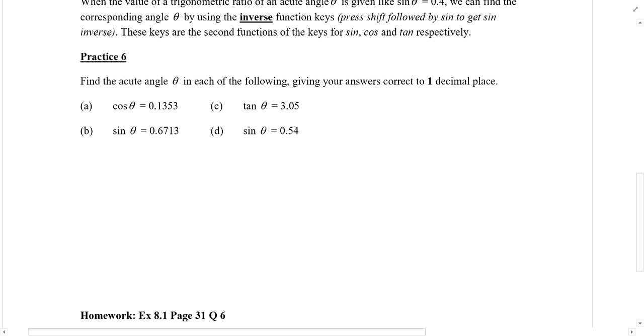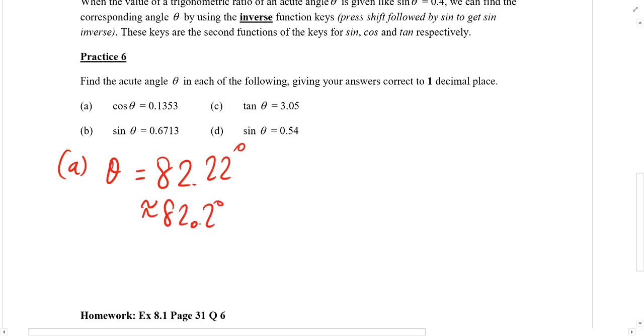Practice 6. I show you how to do the first one. Cosine theta is 0.1353. So part A, where theta equals, follow carefully, inverse cosine 0.1353. Answer 82.22 degrees. Round off to 1 dp, 82.2 degrees. Easy? Yeah.